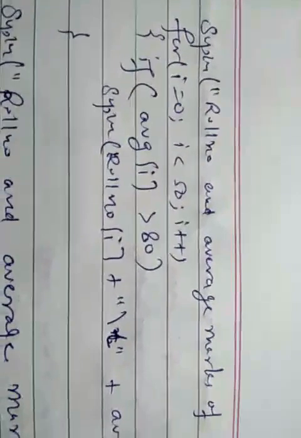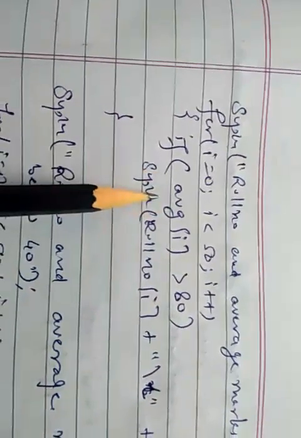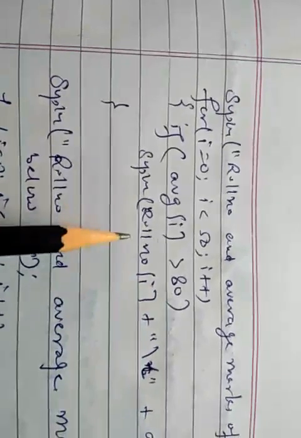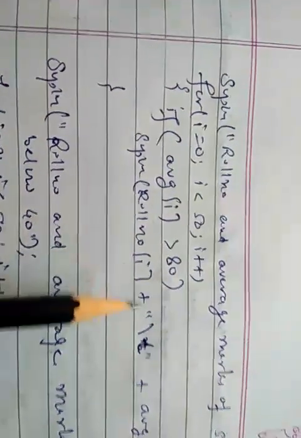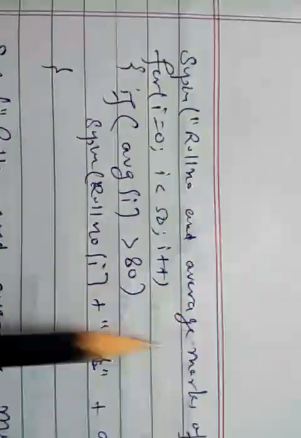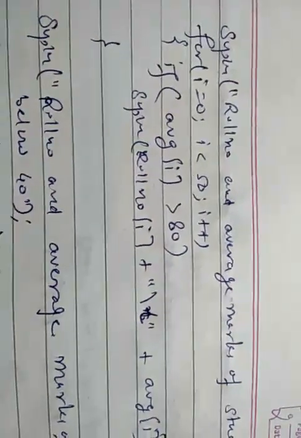And the second data is the roll number and the average marks of students above 80. So we are executing a loop from the start till 50 and mentioning a condition: if the average marks of i is greater than 80, then the roll number of i and average marks of i will be printed. So this code will print only the roll number and the average marks of the students whose average marks is greater than 80.